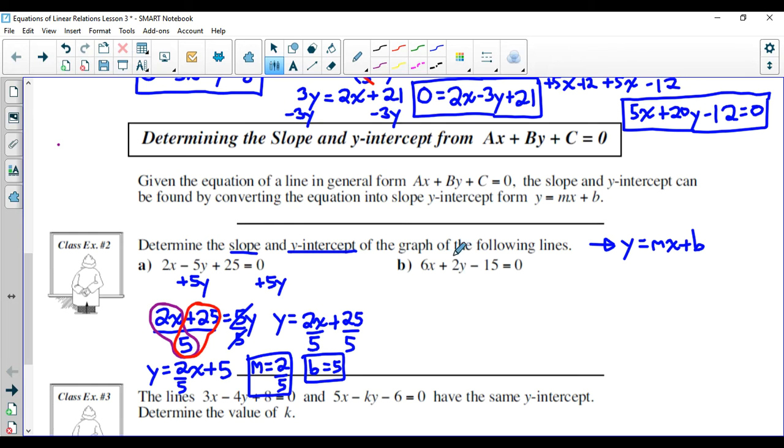Next one, you have 6x plus 2y minus 15 equals 0. Now this time around, the y term is positive. So we're actually going to leave the y term on this side of the equation. So I'm going to get rid of the 6x, and I'm going to get rid of the negative 15. To get rid of the 6x, we're going to subtract 6x from both sides of the equation. And to get rid of the negative 15, we're going to add 15 to both sides of the equation. So then this would give me 2y.